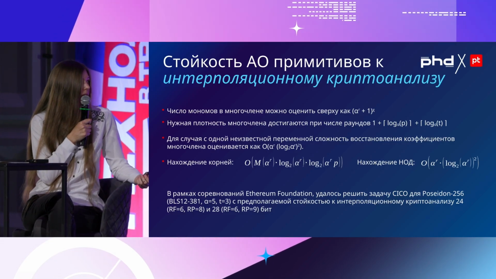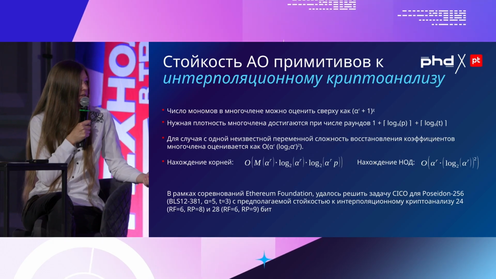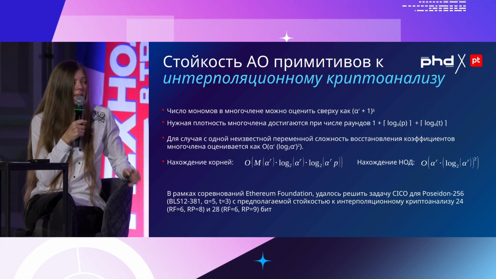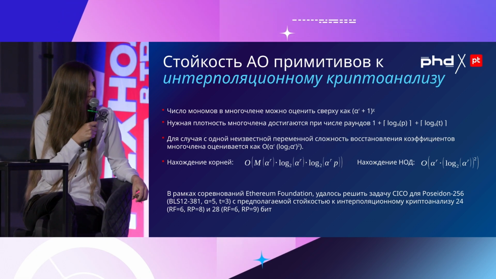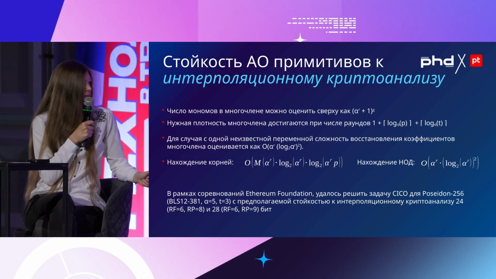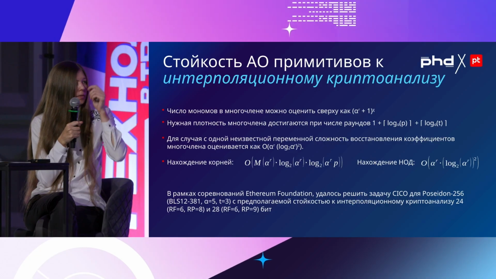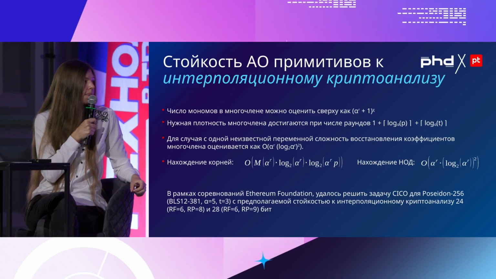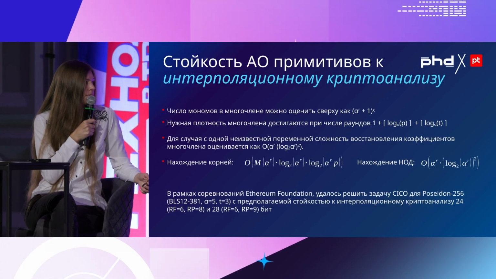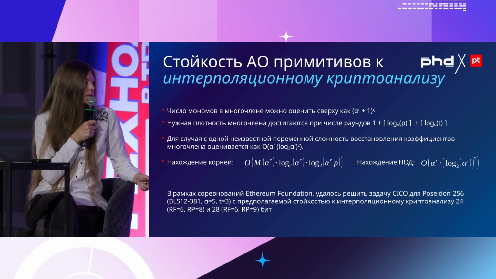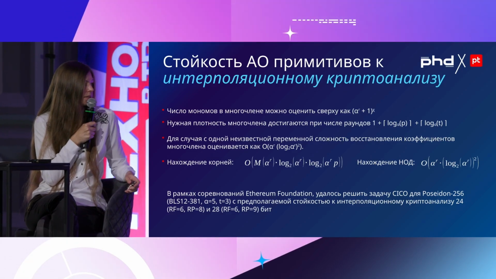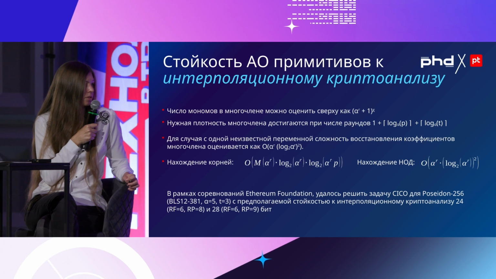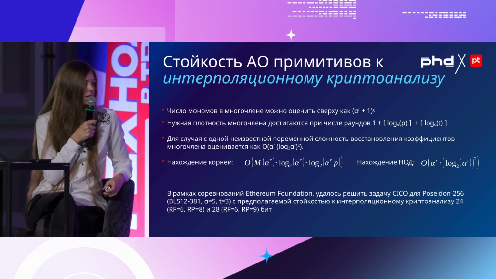Now, besides the dimension or the size of the polynomial, another important criterion is its density. And it has been proved that it is maximized with the following number of rounds. For a case with a single unknown variable, obviously this value will be minimized. And that's why we are in fact considering this particular case here. And we assess the complexity of that with the formula in the middle of my slide.